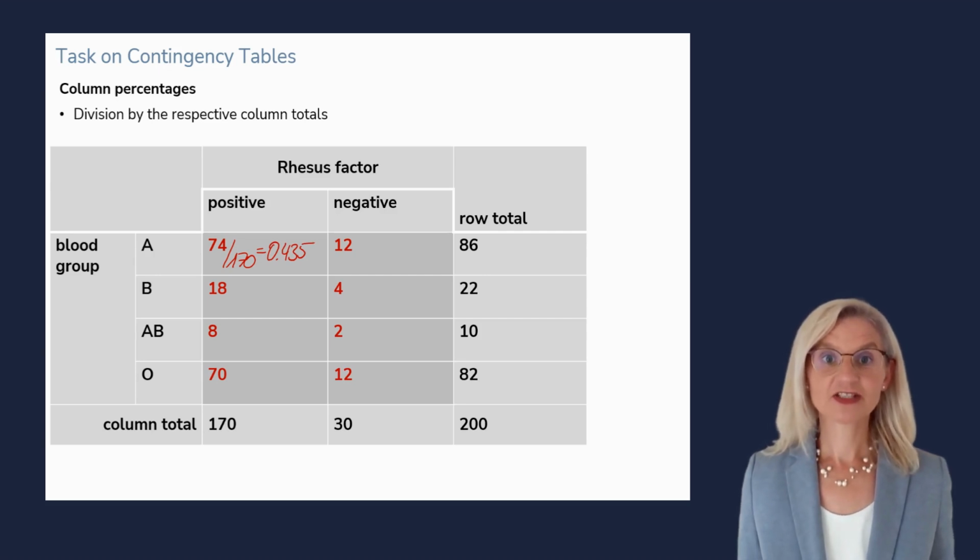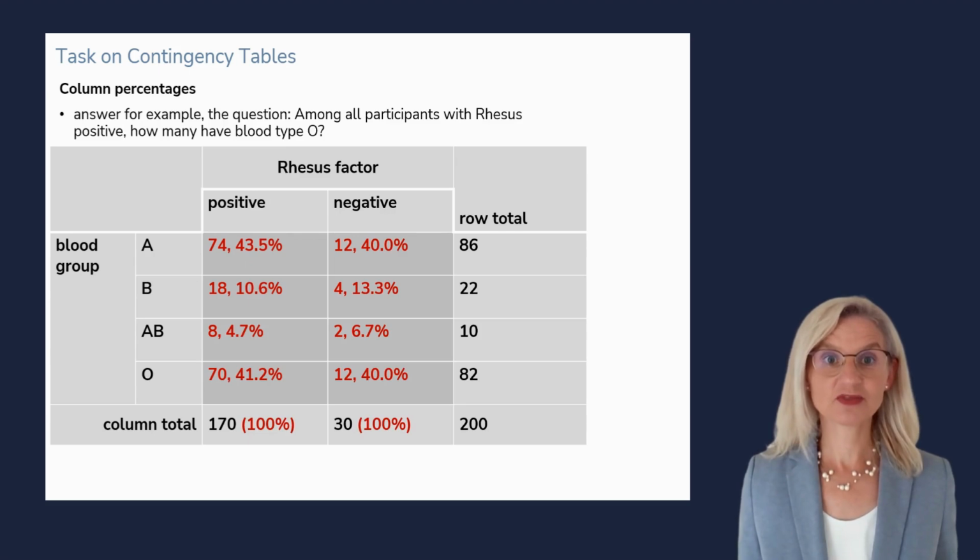These help answer questions like, among all participants with rhesus positive, how many have blood type O? That would be 70 divided by 170, which is approximately 41.2%.